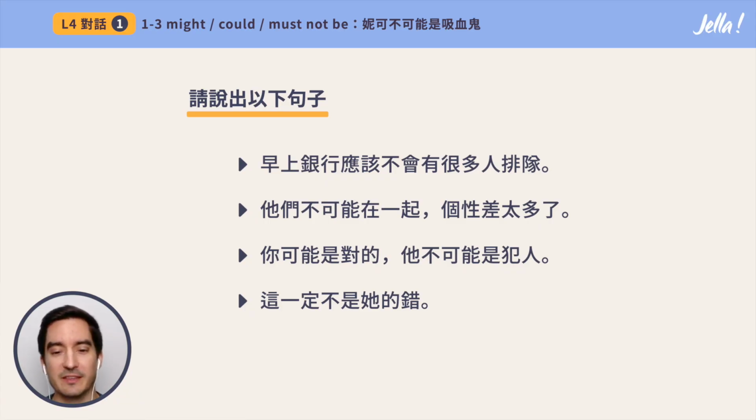You may be correct, okay? And then he couldn't be the criminal. You could also say he can't be the criminal. That's impossible, okay? So couldn't and can't are basically the same. And then if you're not 100% sure, you could say, oh, he must not be the criminal. So you're pretty sure that he's not the criminal, but you don't think it's impossible yet. Okay? So he must not be the criminal. That would be okay too. Depends on your feelings, right?